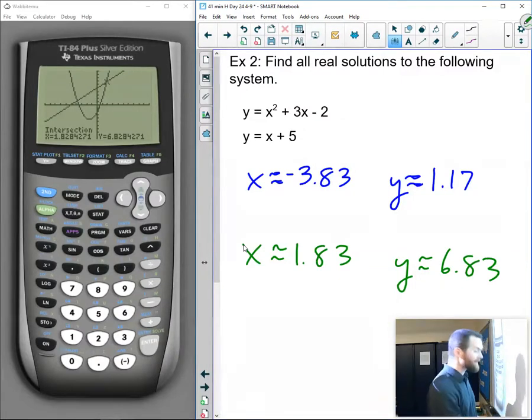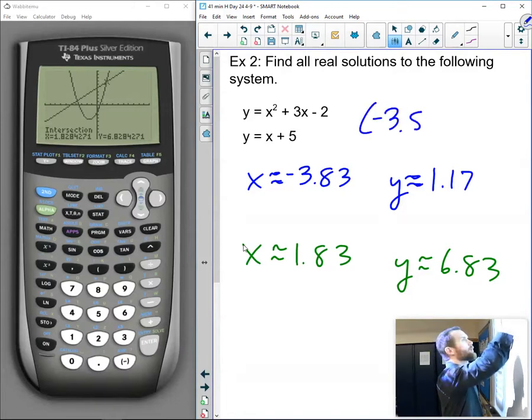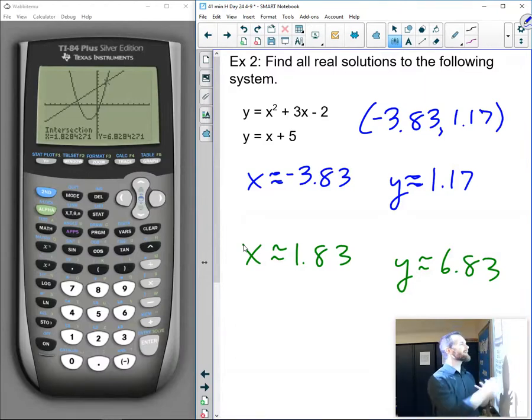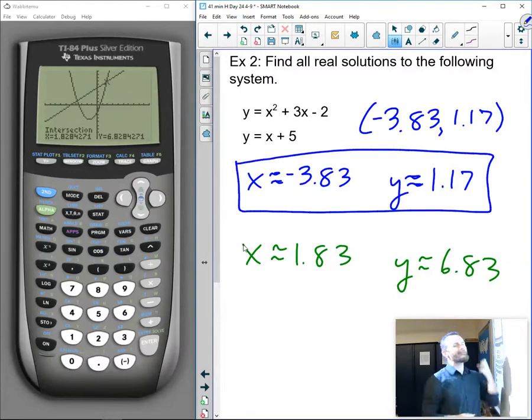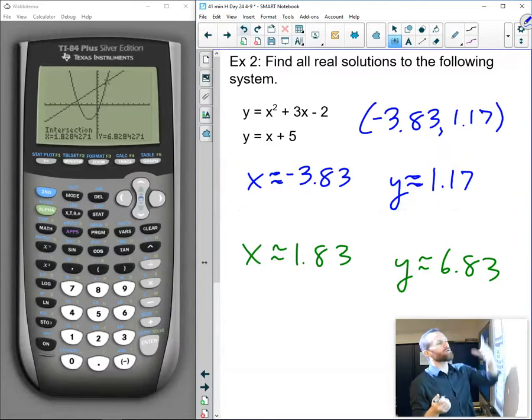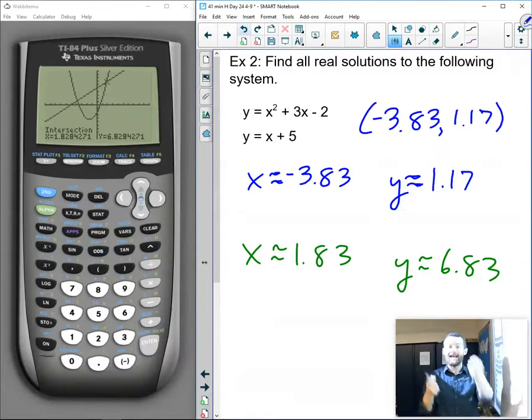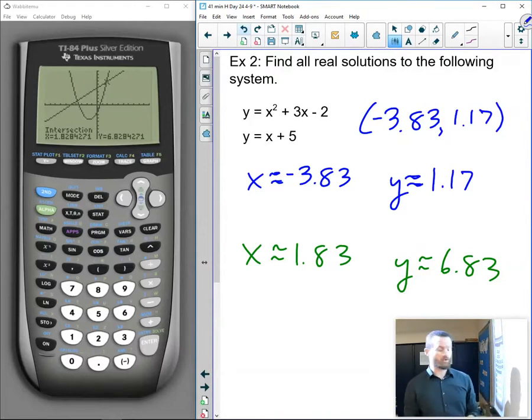Now, if you wanted to, you could write them as an ordered pair, like the first solution. You could have written it as negative 3.83 and 1.17. You could have done that as well, but I like to write it like this, because that sort of emphasizes that we didn't just find an ordered pair. We didn't just find a point. We found an x and a y value that work, that solve this system of equations.